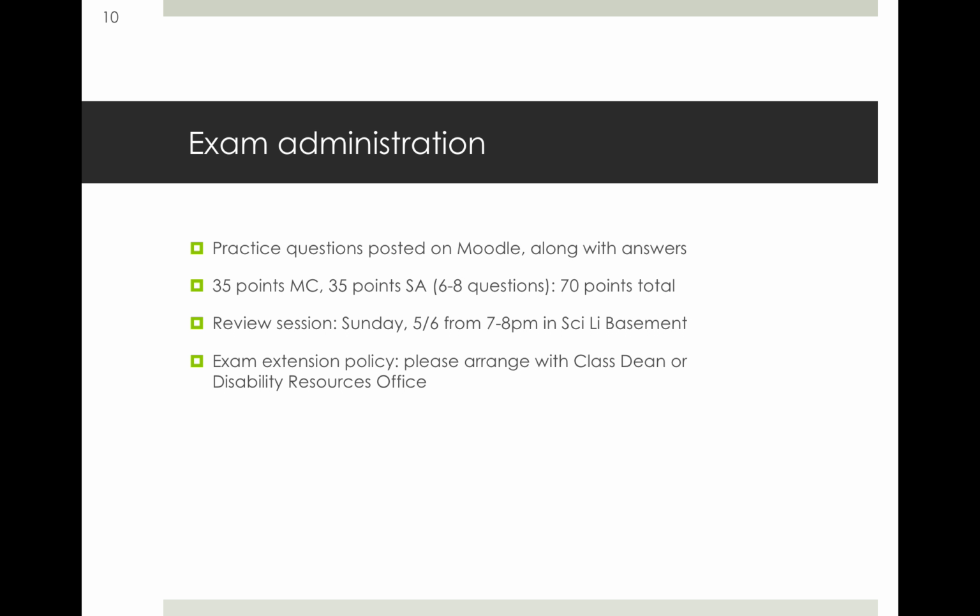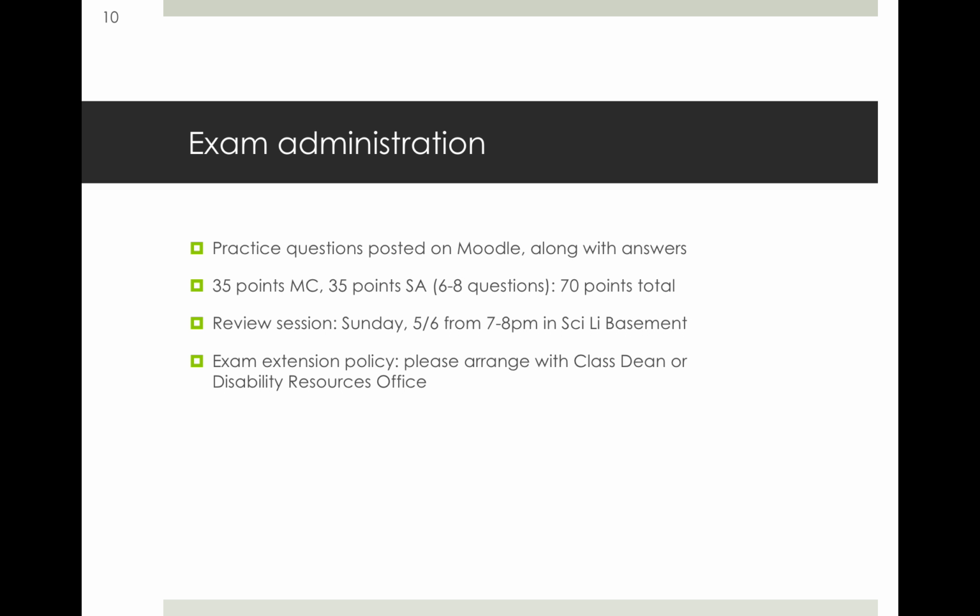There are 35 multiple choice questions, A to E. There are 35 points for short answers, which will be around 6 to 8 questions, sometimes with different parts. Please be guided by the little brackets at the end of the questions. If it says 5 points, I expect about 5 things. They should be weighted, so weight your time accordingly. I hope that makes sense. Then there may or may not be a bonus question or two. And there's a review session on Sunday that Sean's going to run.